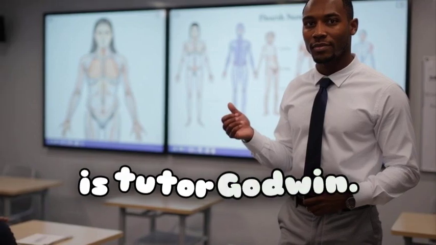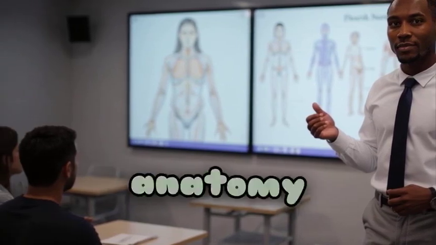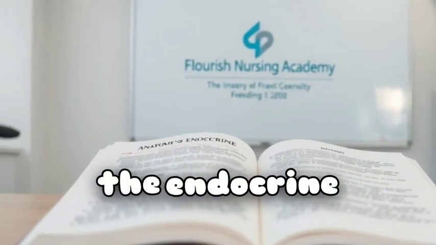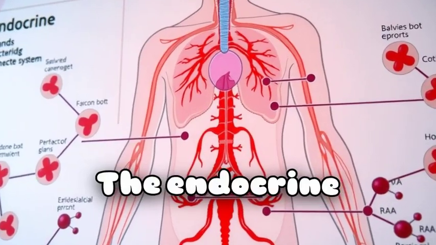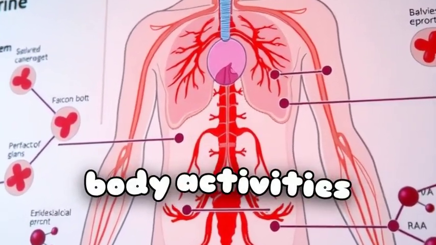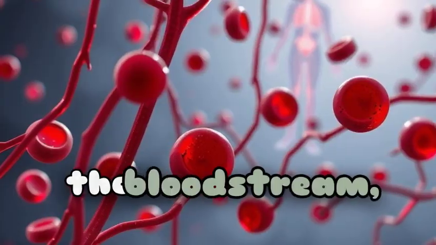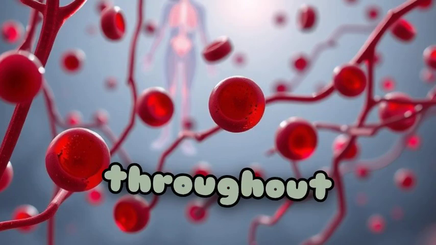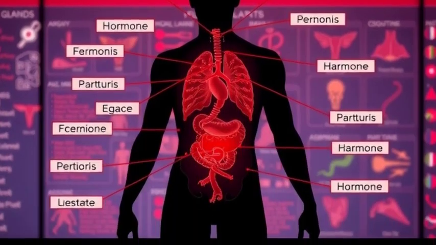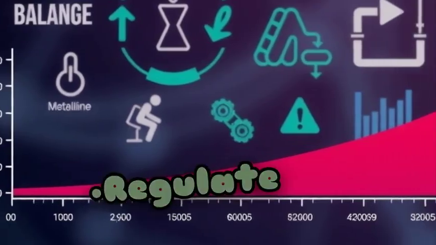This is Tutor Godwin. We will be handling the anatomy and physiology of the endocrine system. The endocrine system regulates body activities by releasing hormones, chemical messengers, into the bloodstream where they are carried throughout the entire body. Function of hormones.